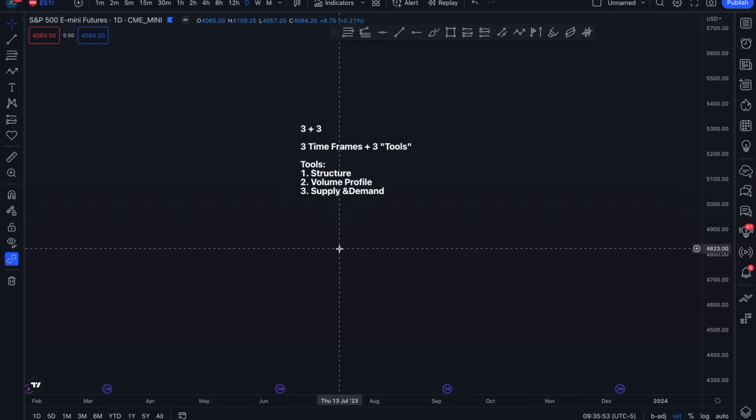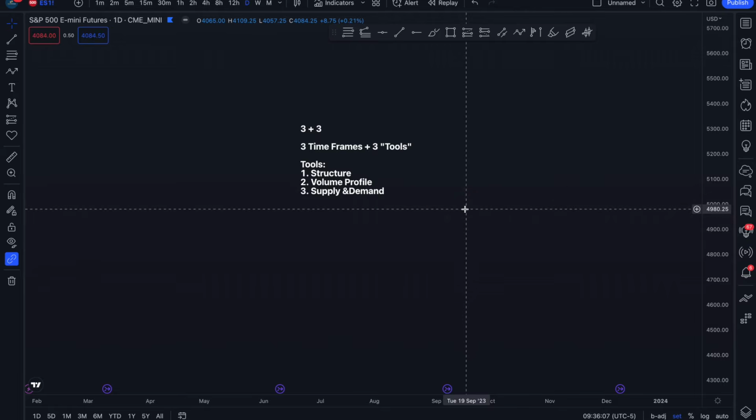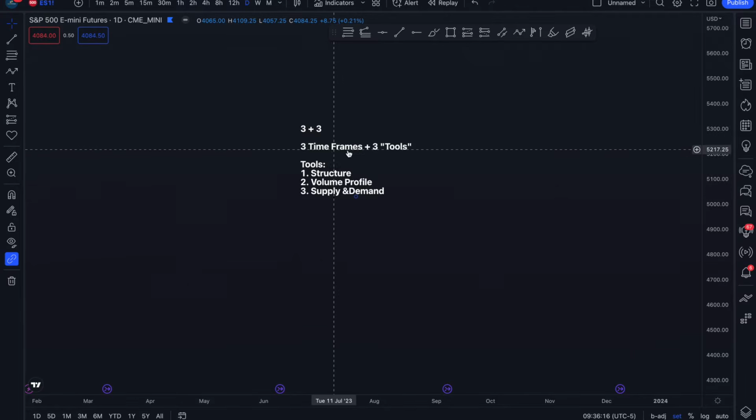Hey everyone, this is Tyler from DPM Trading, and today I want to show you a relatively simple approach you can take to day trading the markets every day. For simplicity's sake, we're going to call this the 3+3 method, and you're going to see why in a moment. Essentially, we're going to take 3 time frames plus 3 tools.